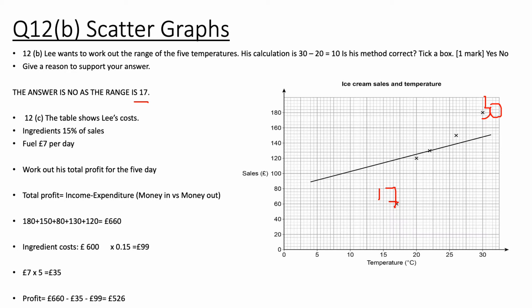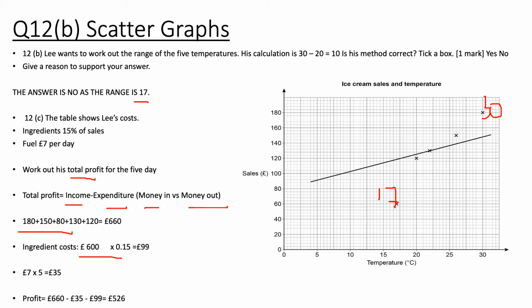Okay, part C, guys. The table shows Lee's costs. Ingredients 15% of sale. Fuel is £7. Work out his total profits. Total profits is income minus expenditure. Money in versus money out. Money in is this, so adding all the figures. So this plus this plus this plus this plus this on the vertical axes.